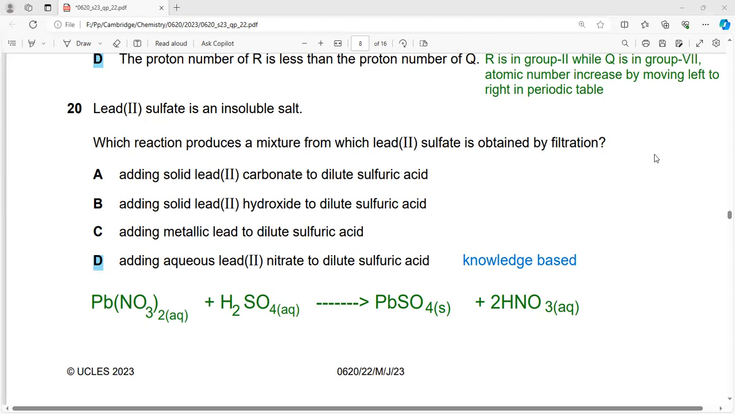That's the reactant pair you need to learn by heart, as it is included in our syllabus. Lead nitrate and sulfuric acid are needed to produce lead sulfate salt. So here D is our correct answer.